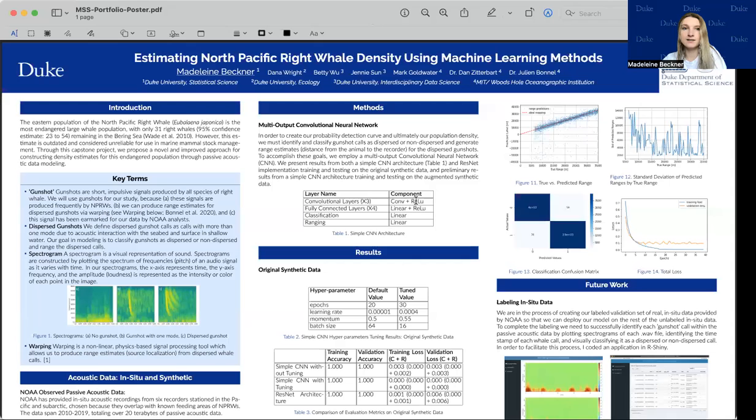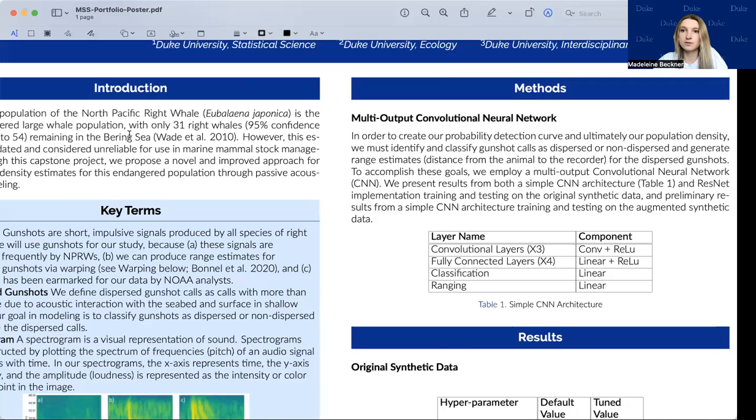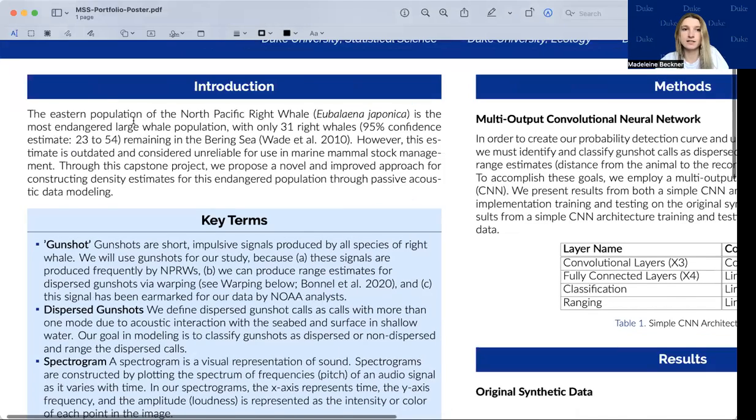Okay, so this is my master's portfolio poster. My topic was estimating North Pacific right whale density using machine learning methods. This was actually a capstone project. I collaborated with several data science students, as well as two professors and a PhD student at MIT Woods Hole Oceanographic Institute. Our client was Dr. Catherine Bertrock, who is a research scientist at NOAA. The main goal of this project was to create a modeling pipeline that could be used in future work for NOAA and their future research.